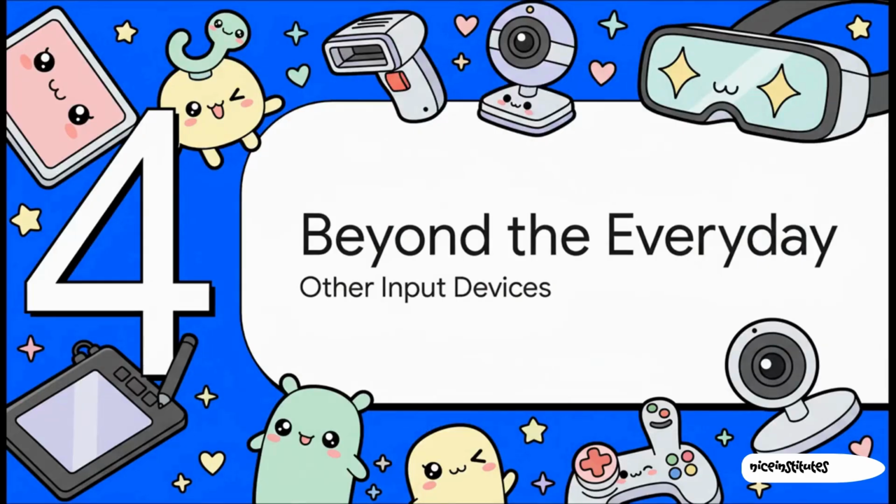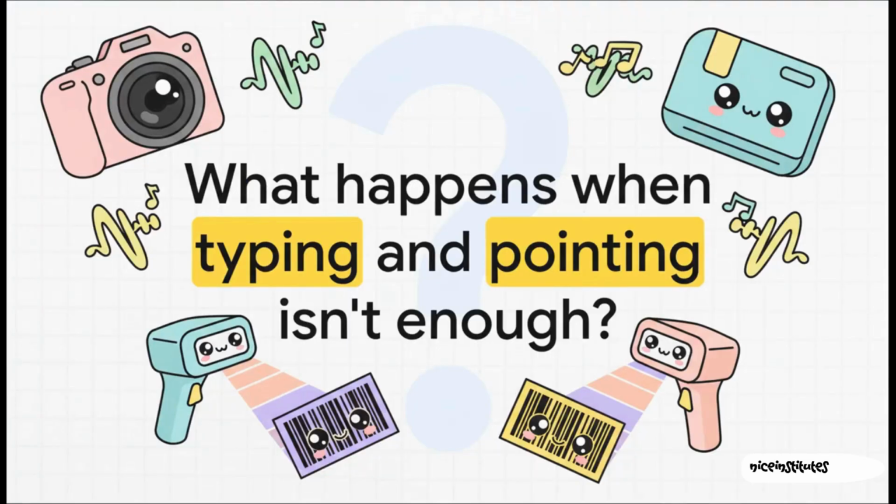Okay, we've covered the big two, the keyboard and the mouse. But the world of input devices is absolutely huge. So you ready for a lightning round of some of the other ways we get information into our computers? Let's do it. Because sometimes you need to get something into the computer that isn't just a letter or a simple click. What if you need to capture a real-world image, or a sound, or even a barcode?